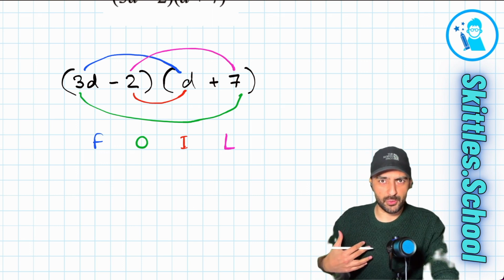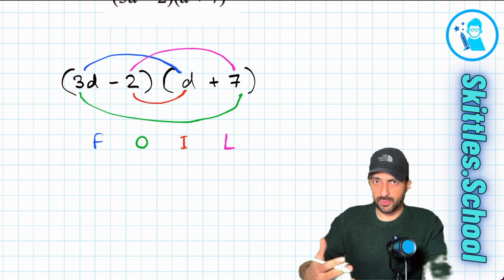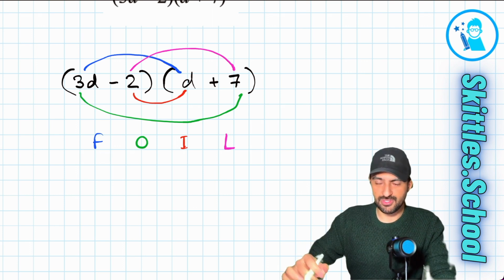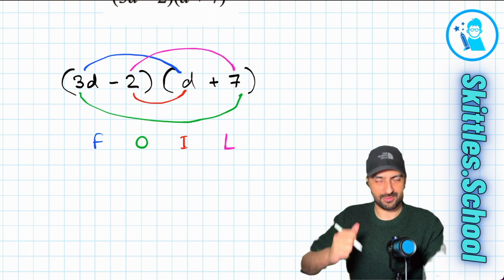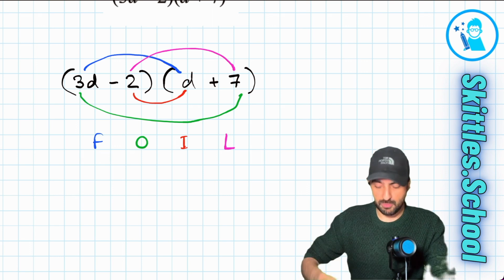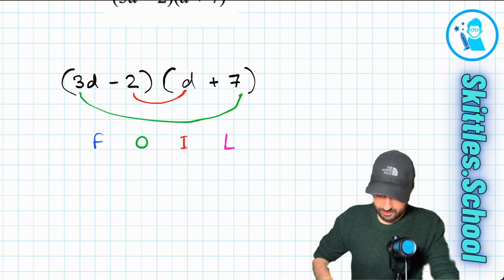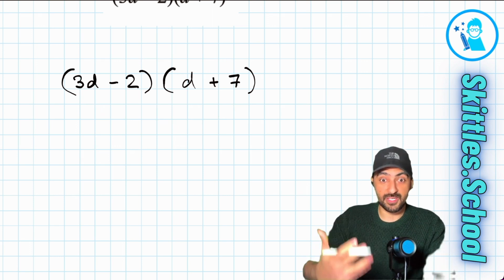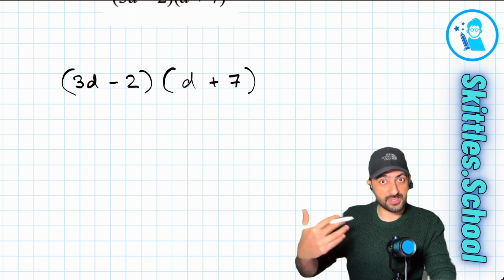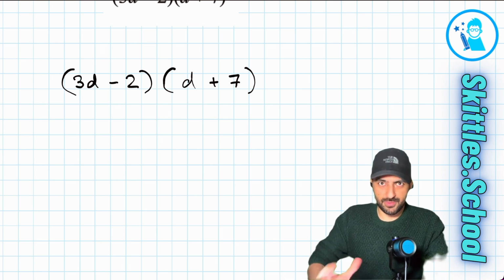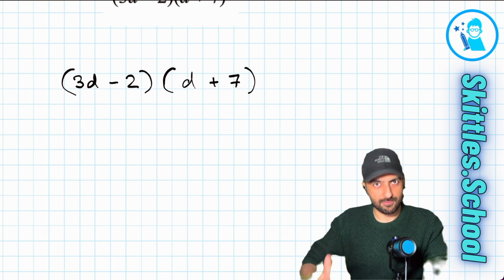Now, I personally don't do it that way, but the way I do it actually does the same calculations. It's just a different way of remembering the calculations. So let's go through my method. So we can see that it's the first brackets multiplied by everything in the second brackets. So everything in the first brackets multiplied by everything in the second brackets.